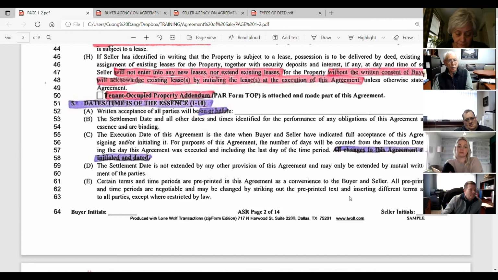Section D, Part 5, the settlement date is not extended by any other provision of this agreement and may only be extended by mutual agreement of the parties. And how do we extend settlement if need be? Mr. Hubler?